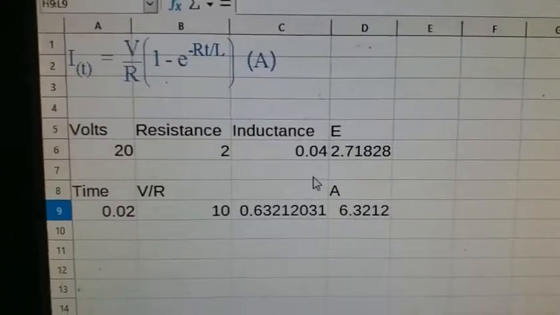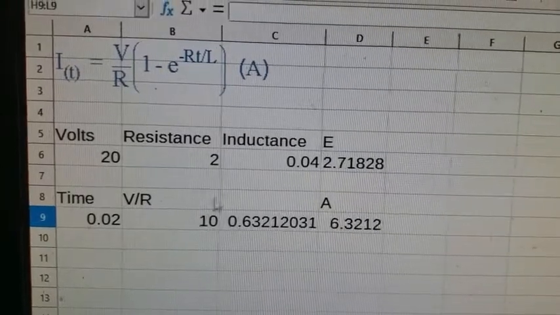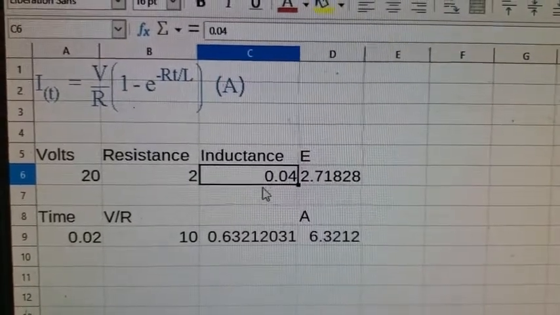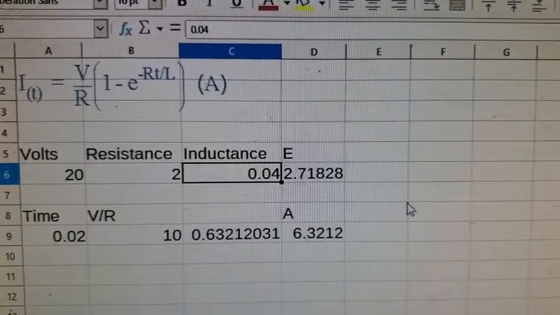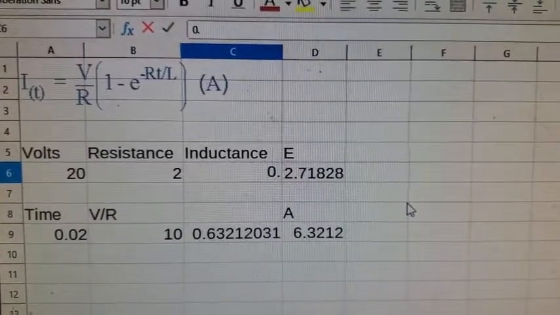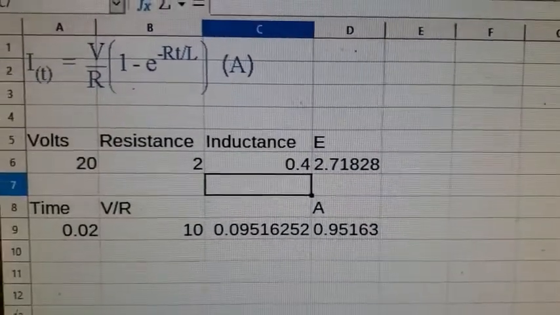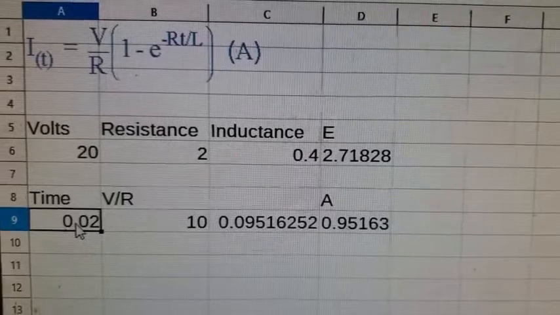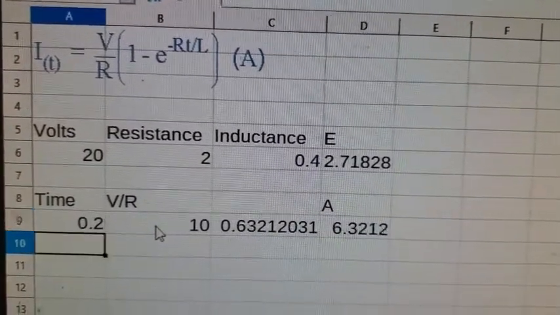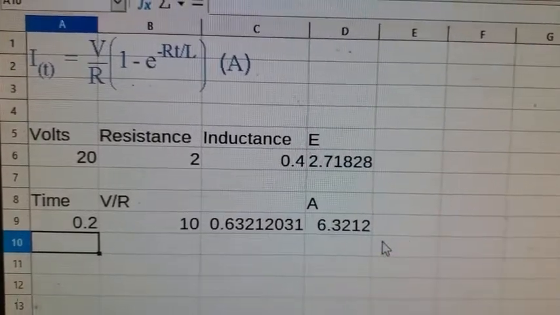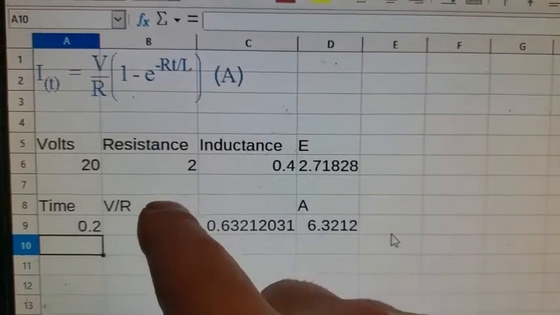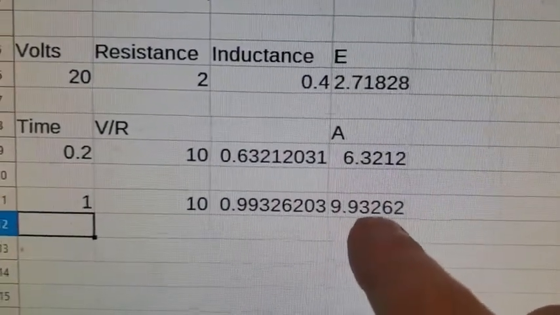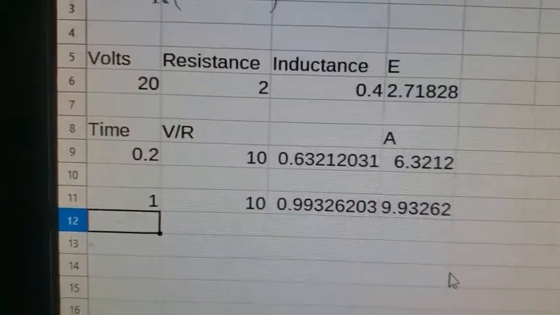Now let's have some fun. First, we can slow this coil down a bit by either increasing the inductance or decreasing the resistance. So let's make the inductance 10 times larger, 0.4. And so that's where that is. We see the amp flow is much less now. So now the tau time of the coil is 0.2 seconds. And I just picked that because that means that your transit time to saturation is 1 second. And so if we put in 1 second, you're at 9.93. Eventually you get to 10.